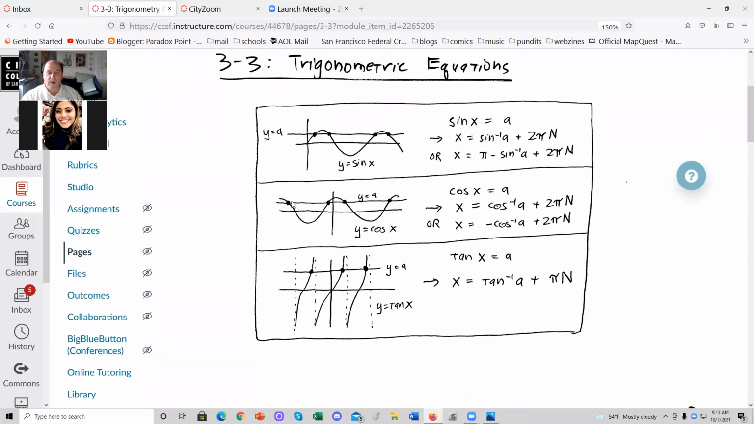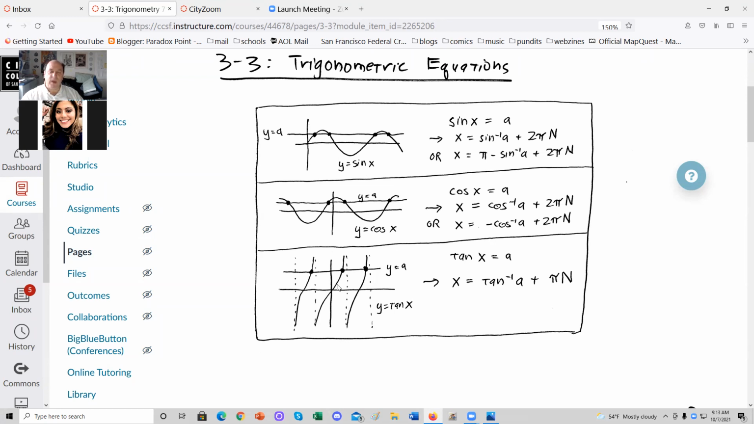Cosine x equals a. Again, you can see it appearing at pairs of points. This pair here, another pair here, another 2 pi up, another pair 2 pi down, and so on. This solution here is of the form arc cosine a. This one here is its opposite, minus arc cosine of a. So solutions are arc cosine a plus an integer multiple of 2 pi, or minus arc cosine a plus an integer multiple of 2 pi.